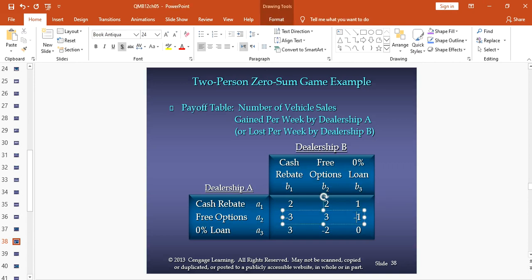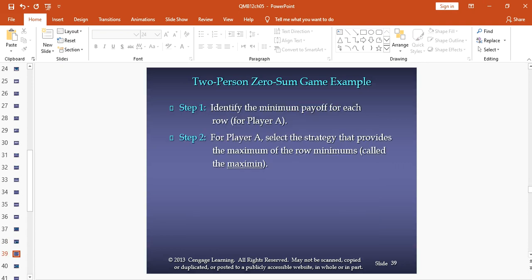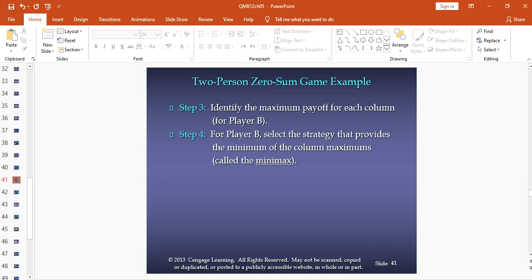What do you mean? They lose the sell of 1 car per day or per week. Okay, so step 1, identify the minimum payoffs of each row, and then the maximum payoffs of each row. So over here for each column.